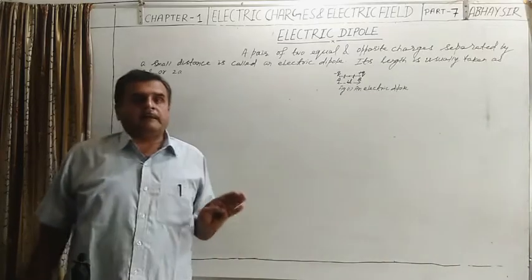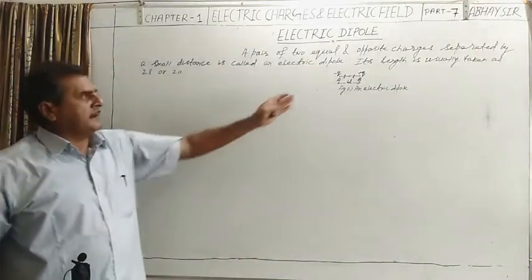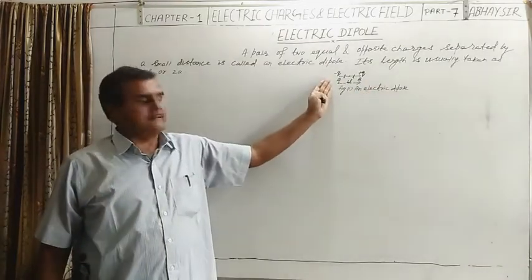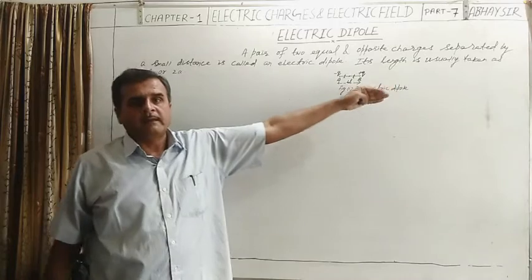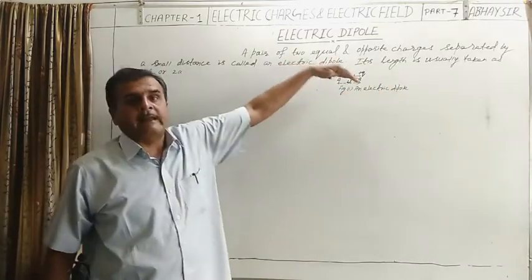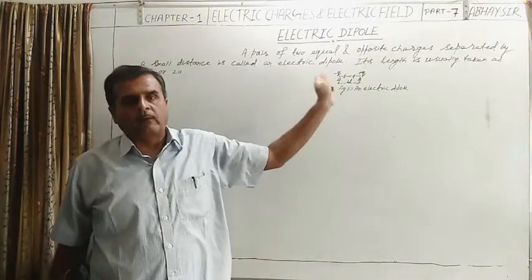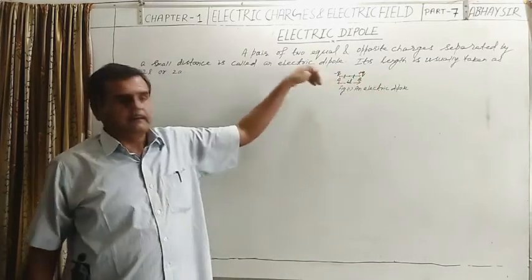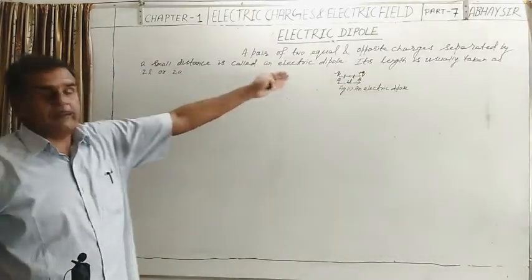The axis of an electric dipole is taken from minus q to plus q charges. The line joining the charges from minus q to plus q is taken as the axis of an electric dipole.